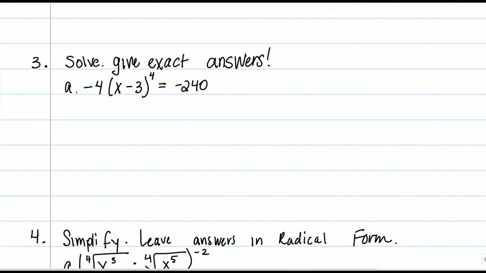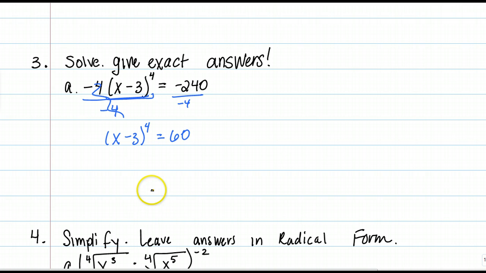So number 3, solve and give exact answers. That means I don't want a decimal. So we're going to keep a radical in our answer since it says to keep it exact. We've had lots of issues with this this whole year, so we have to be sure we get our term with our exponent by itself. So that means I need to divide both sides by -4 first, because that goes away. So then I have (x minus 3) to the 4th power equals 60.